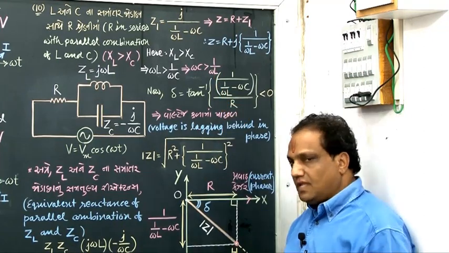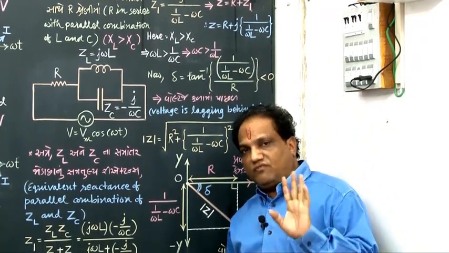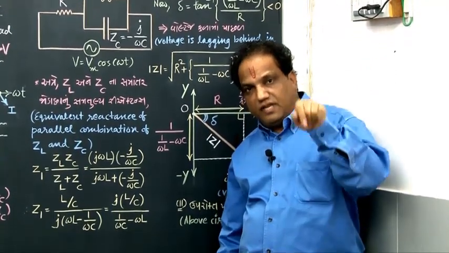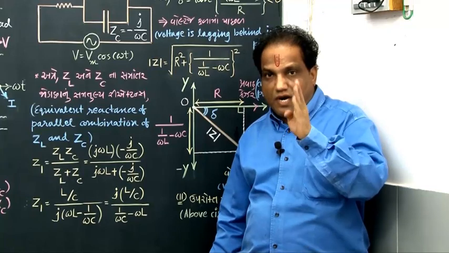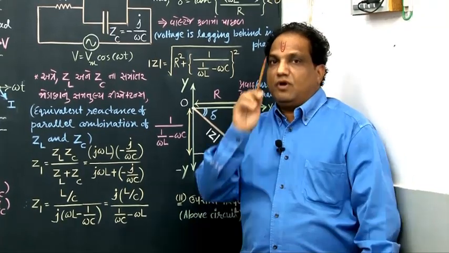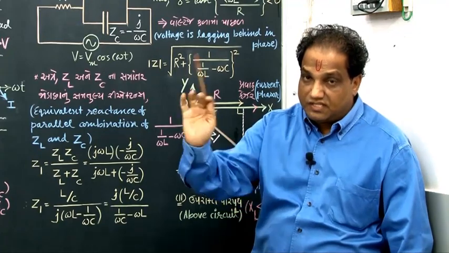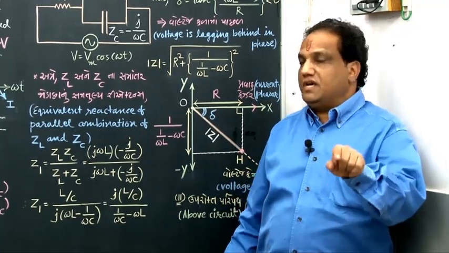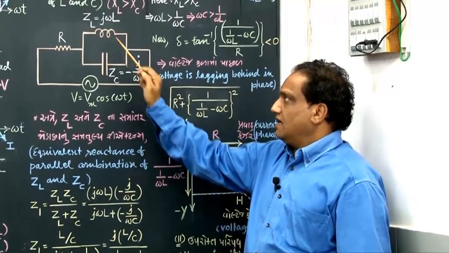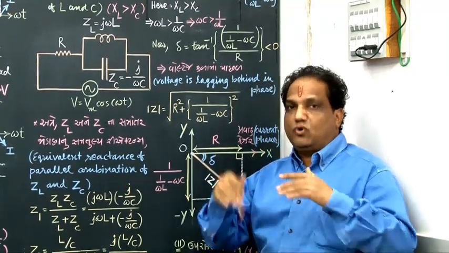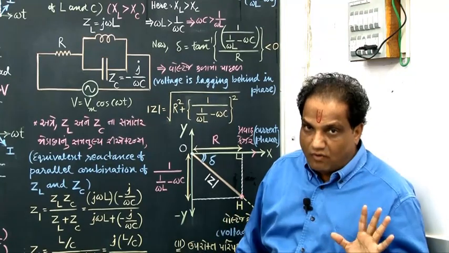Fine. My dears, up till now, what was the formula of delta? Delta was tan inverse of XL minus XC upon R. But now don't use that formula, because that was the formula of delta only in the case of series AC circuits. But here these two components are connected in parallel. Don't apply that formula.